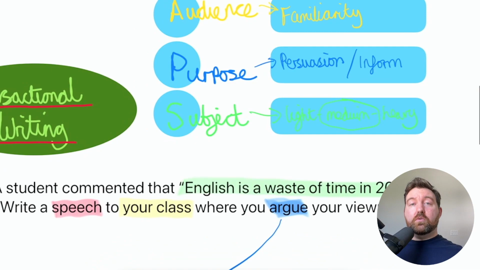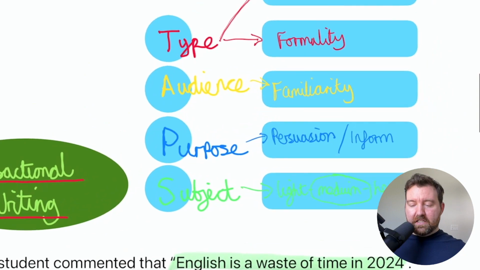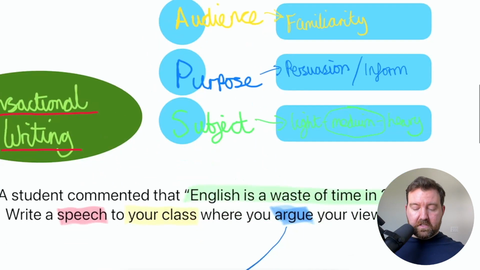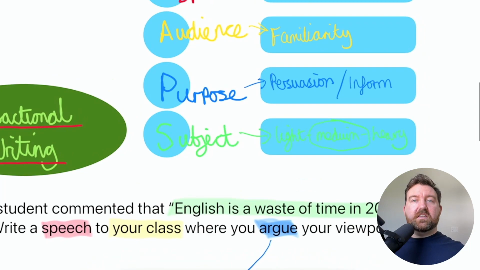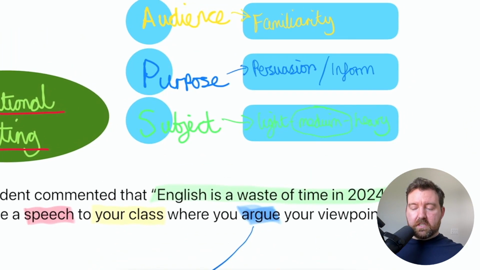And some people will feel a lot more passionately about defending English or decimating English, depending on your viewpoint. Speech, in this case to your class. So the formality of a speech is typically a little bit lower, more casual formality, building rapport with your audience. Obviously, in this case, because it's to your class, sort of other year 10s, maybe year 9s, year 11s, that kind of age group, you're going to be very familiar and you can speak in a way that makes that audience feel comfortable. And then you argue your viewpoint. In this case, the purpose is persuasion, or the synonym of persuasion, which is argue.